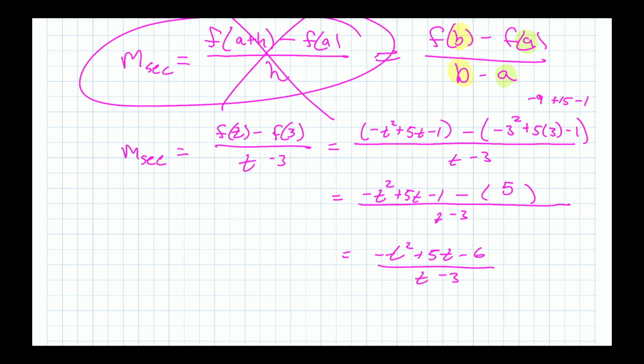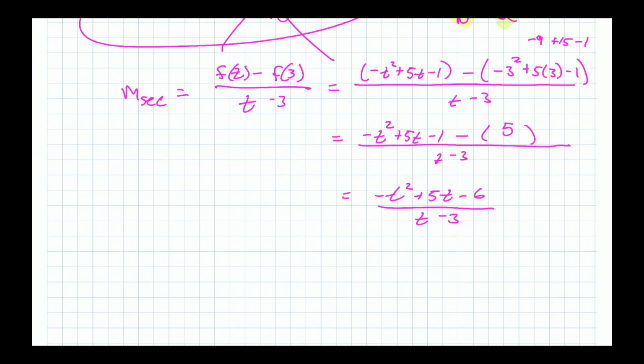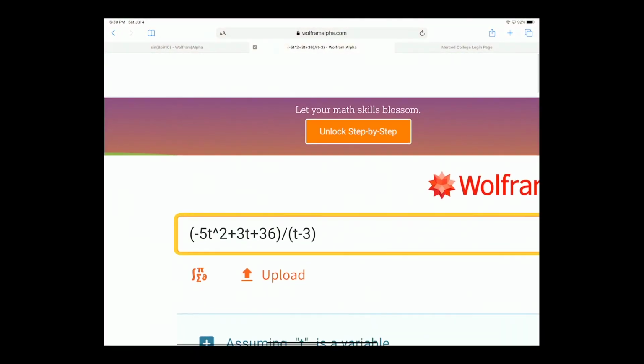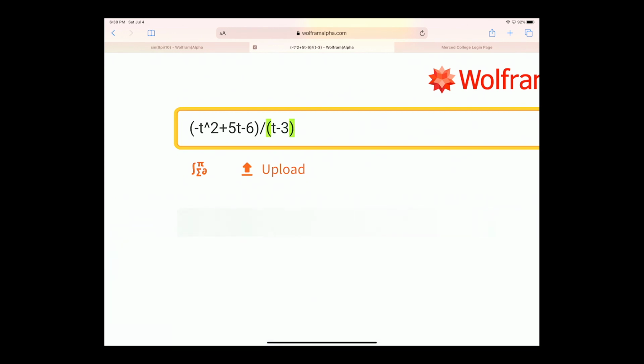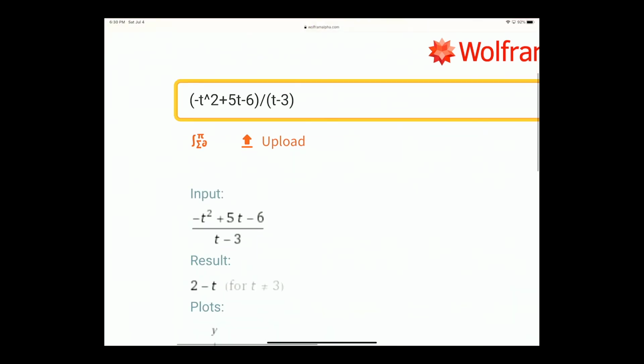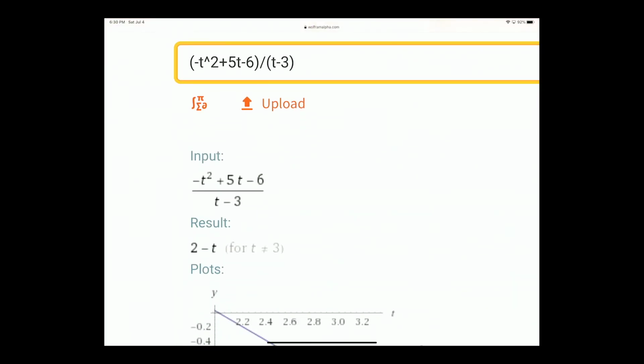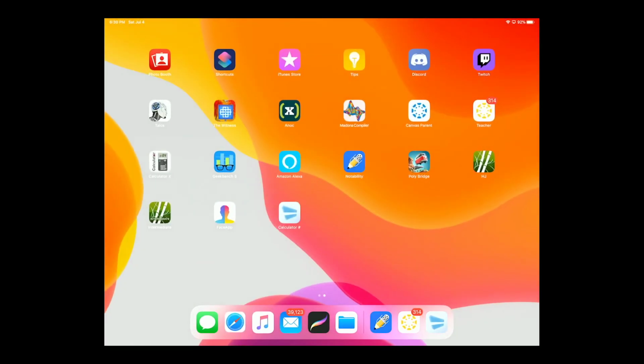Now, again, you can factor this, okay? I'm going to do this the quick way, rather than factoring this. So this is negative t squared plus 5t minus 6. Let's come back here. Negative t squared, was it plus 5t? Plus 5t minus 6. It was a plus? Let's find out. Okay. So they say 2 minus t. 2 minus t.